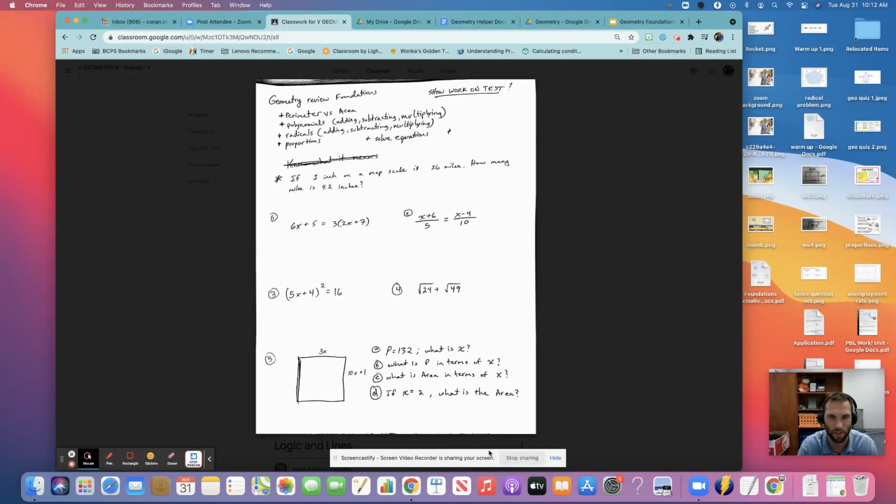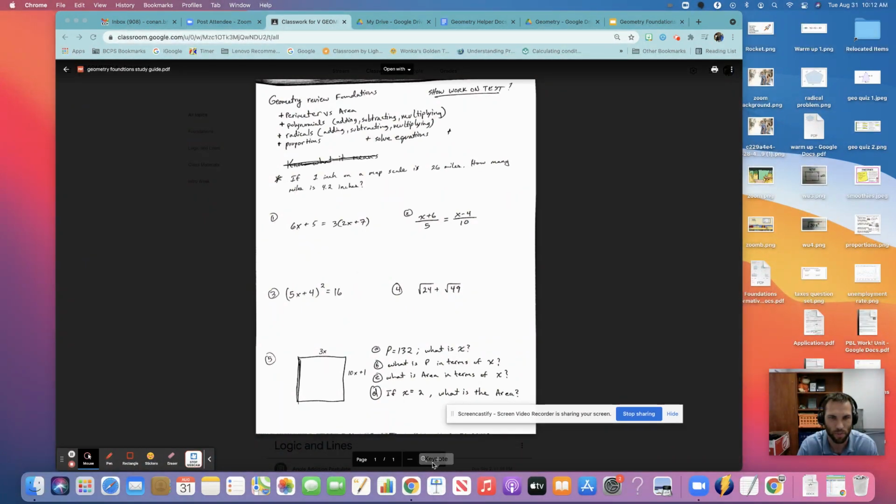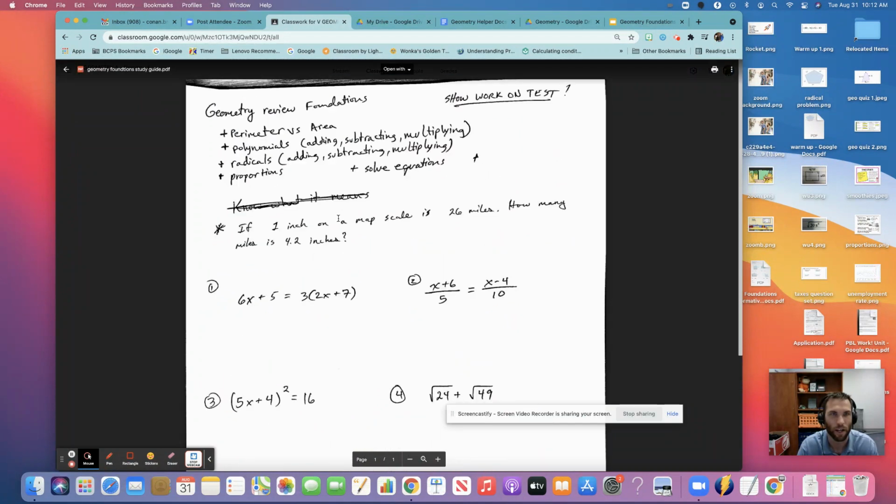Let's see, I'm trying to zoom in here. All right, so there's actually less polynomials on it. You don't have to subtract polynomials. And you don't have to multiply polynomials either, if I remember correctly. But there's a lot of radicals, proportions, solve equations, perimeter, area. Those you do have to know.